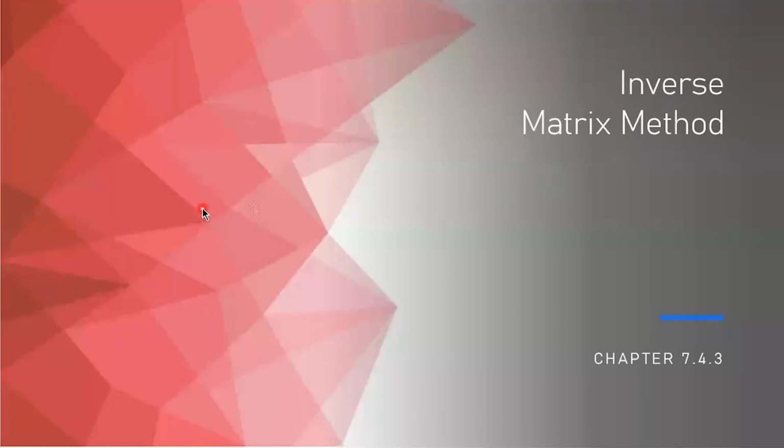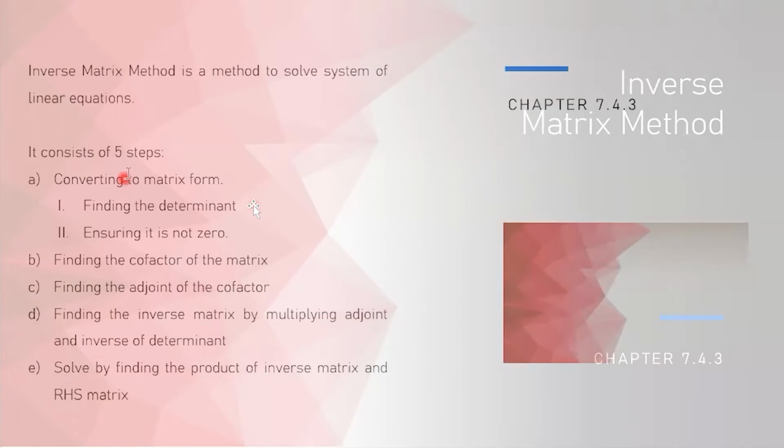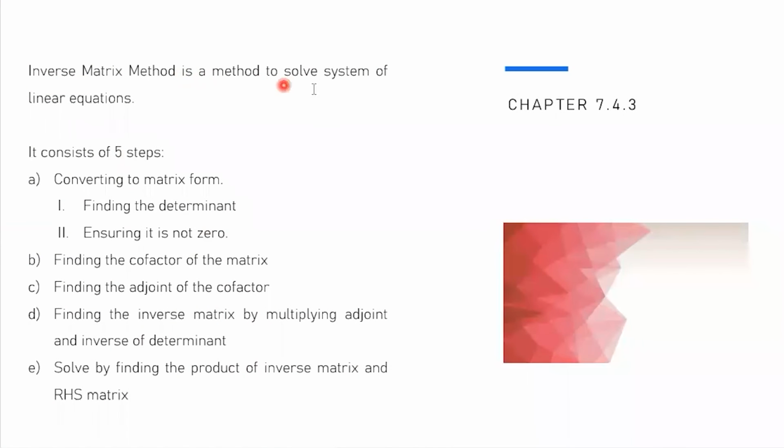Inverse matrix method. Inverse matrix method is a method to solve systems of linear equations. It consists of 5 steps. Step 1. Convert to matrix form by finding the determinant and ensuring it is not 0.